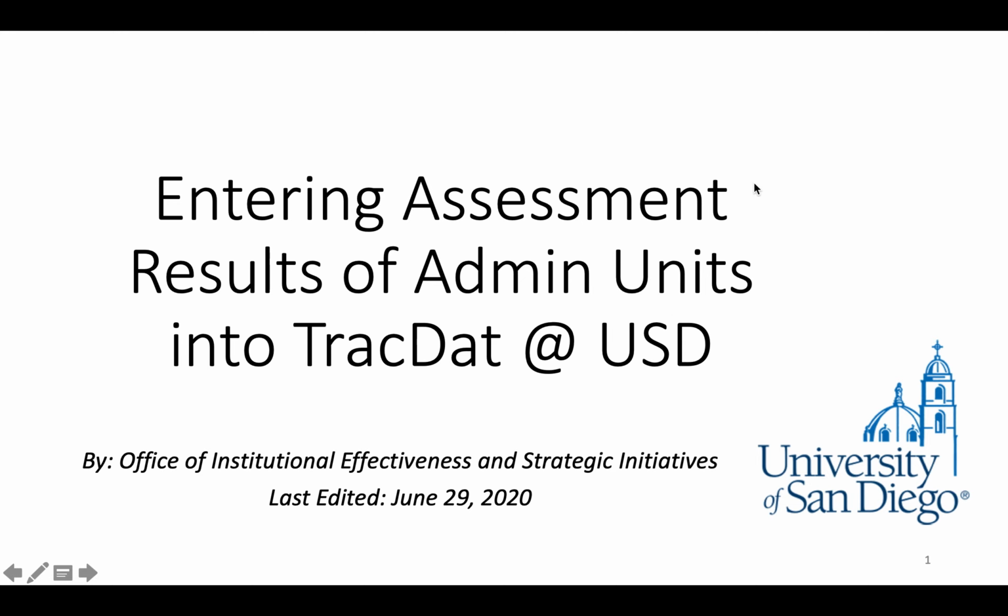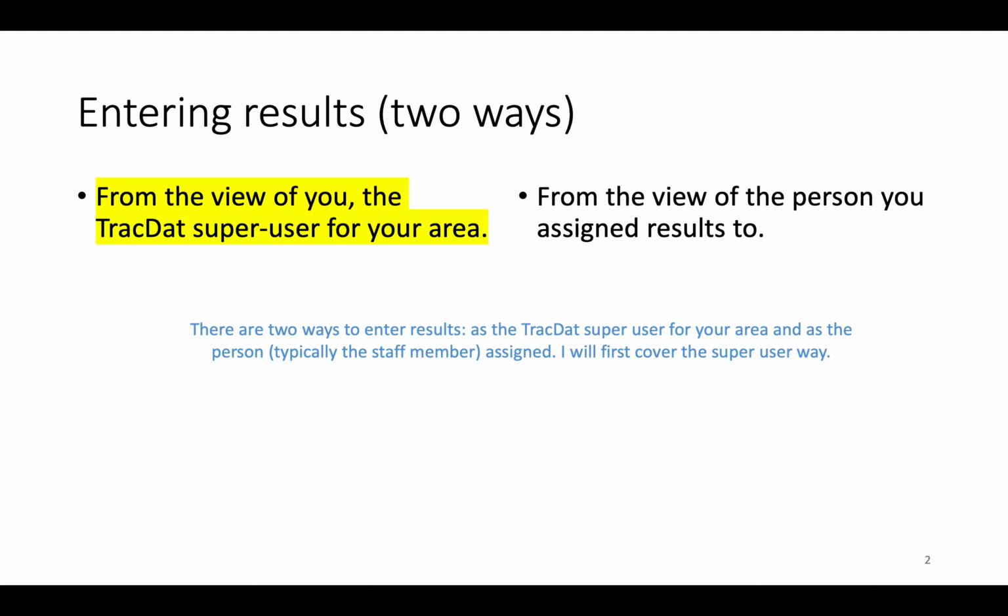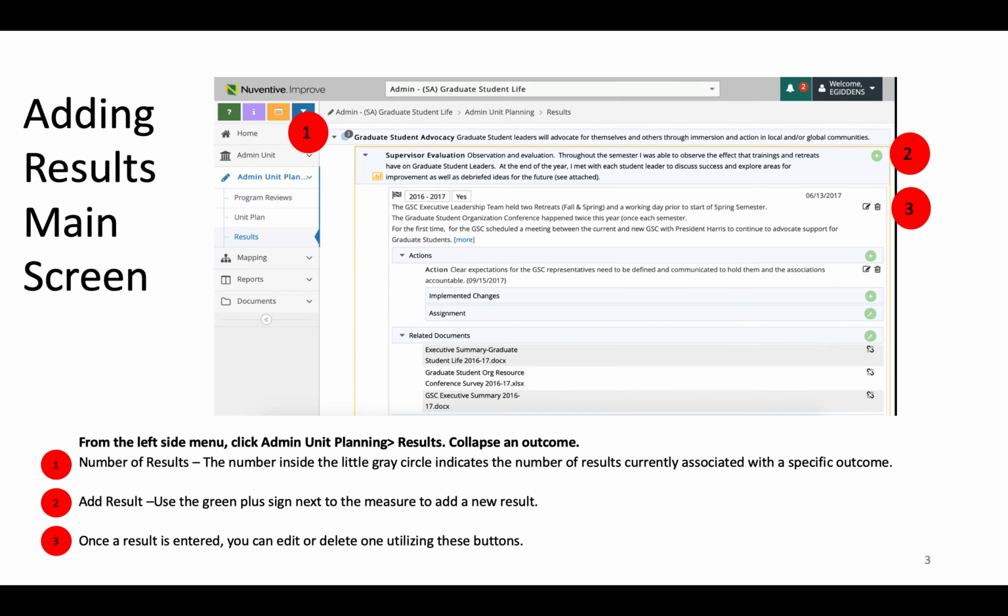This video goes over how to enter assessment results of admin units into TracDat. There are two different ways to do this: from the view of you, the TracDat super user for your area, and from the view of the person who you assigned results to when you entered the assessment plan to begin with. We're first going to go over from the view of you, the super user.